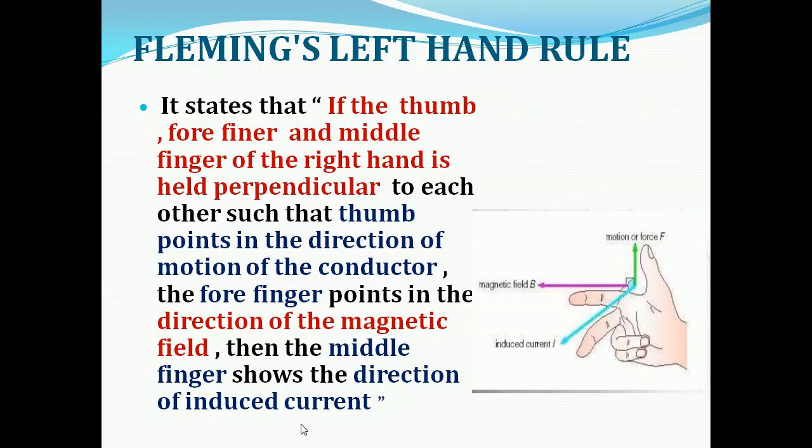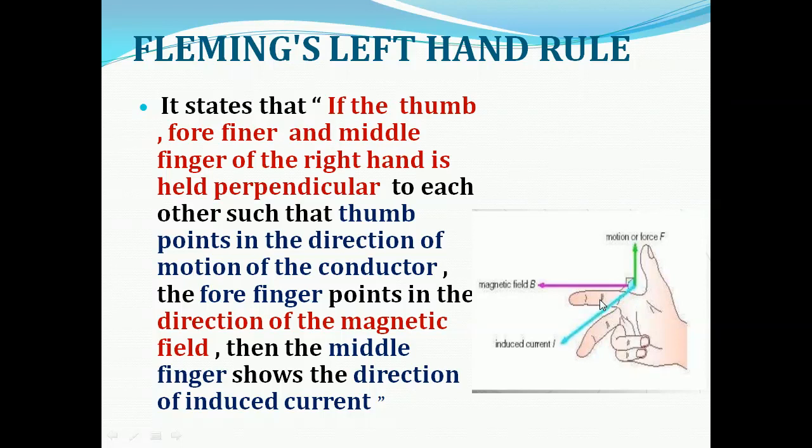These three directions can be determined by a simple rule called Fleming's left hand rule. This is also a very important rule, and very easy. For this we take our left hand, with the thumb, forefinger and middle finger.